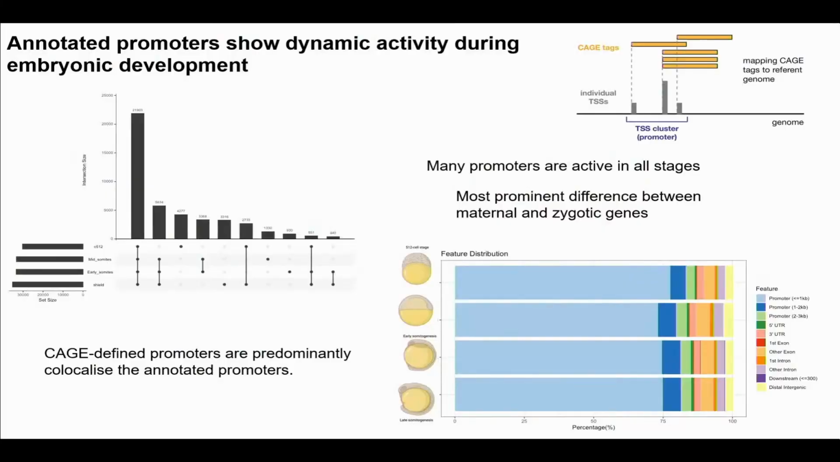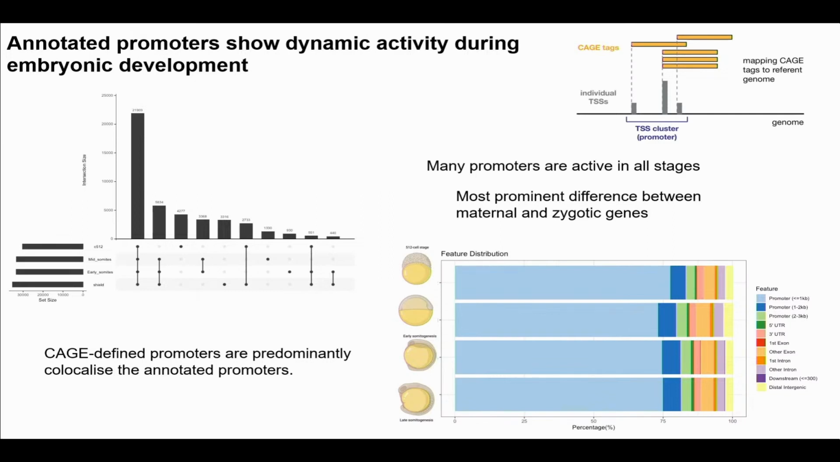In terms of tag clusters, when we do the clustering of individual transcription start sites which are close together, we can see that most of the promoters, which was quite surprising, were active in all four analyzed stages. But other subgroups involve zygotic promoters, which are active after the zygotic genome activation, and we have one large group which is maternal specific promoters. We have also other groups.